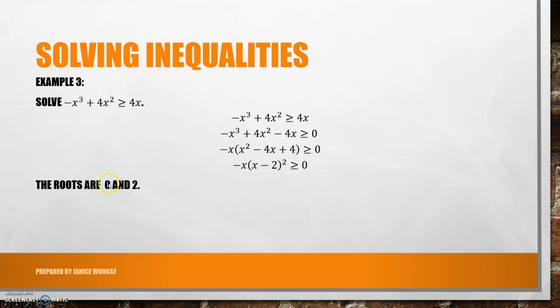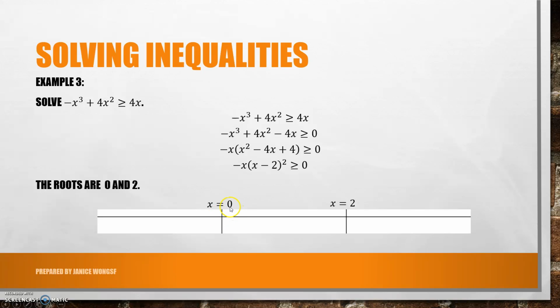0 and 2. Place x equals to 0 and x equals to 2 on a real number line with a table. X equals to 0, x equals to 2. Now we have 3 regions. We need to check the sign. So here I will substitute x equals to 3 into the expression and check what is the sign. -3 bracket 3 minus 2 holding square. What do you get? I get a negative value, right? So place a negative sign here.